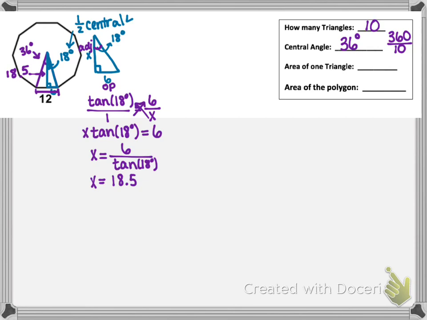Remember, we want the entire length of the base of that triangle when we find the area. So the base of that triangle is 12 times the height, or the apothem, which is 18.5, divided by 2. Then we pop that in our calculator, and we get 111. So this is a decagon, and it has 10 sides. I'm going to multiply it by those 10 triangles that are inside of there, and I'll end up with 1,110.